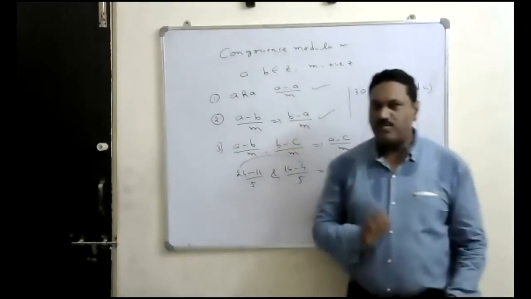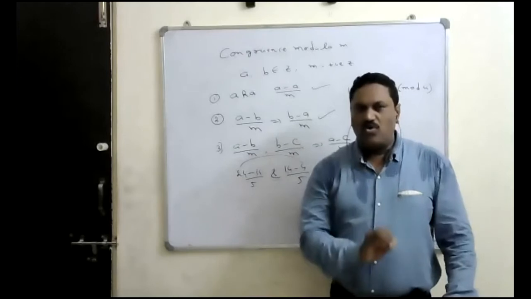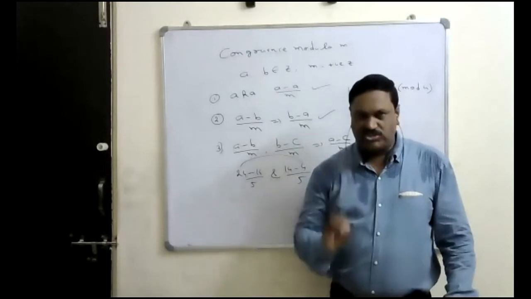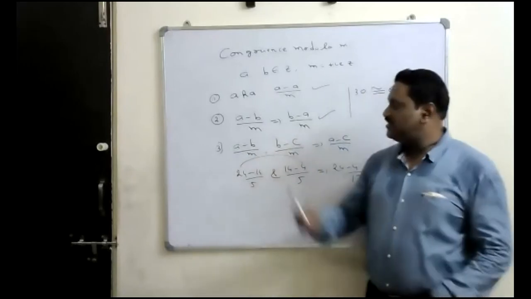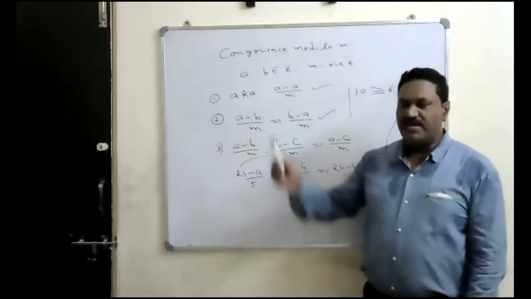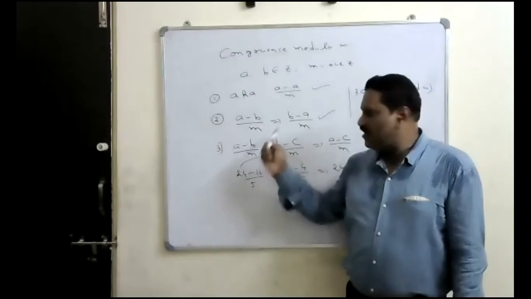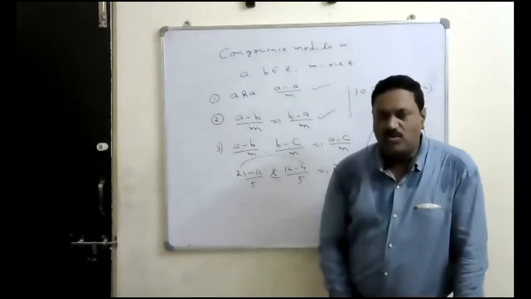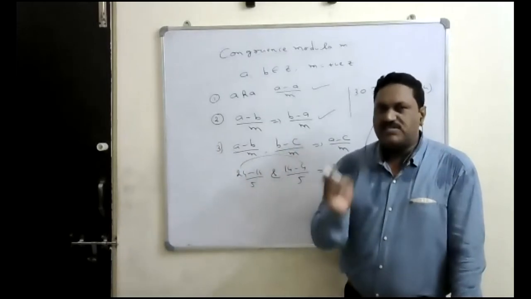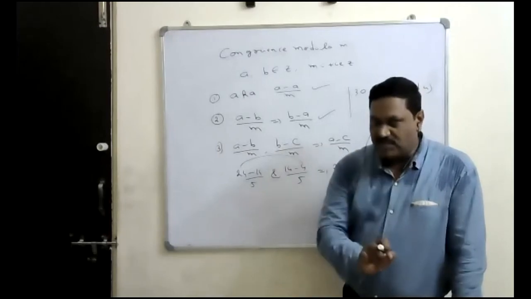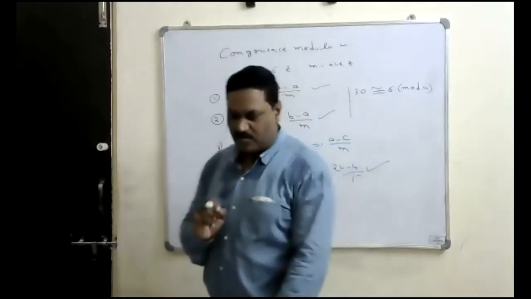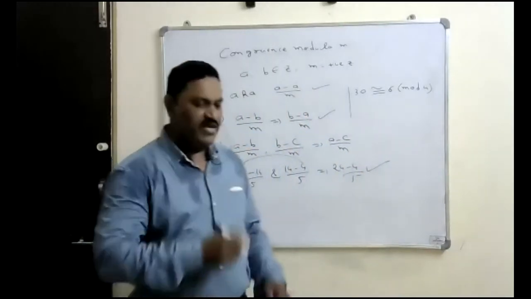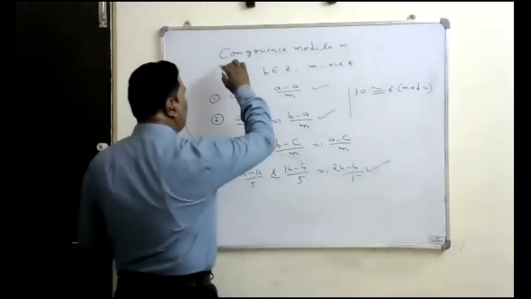This is the point you have to remember. The congruence modulo m function is always an equivalence relation because it satisfies all three relations. It is reflexive, it is symmetric, and it is transitive also. That's why congruence modulo m is always an equivalence relation. This is the point you have to remember. Okay, write this down. Let's take the subheading: congruence modulo m.